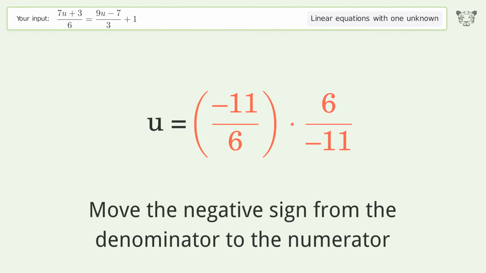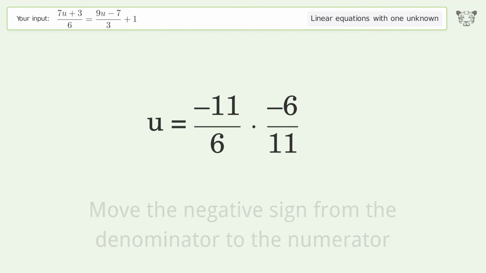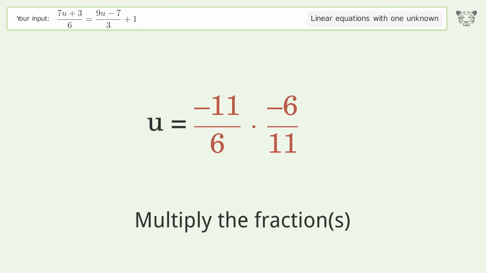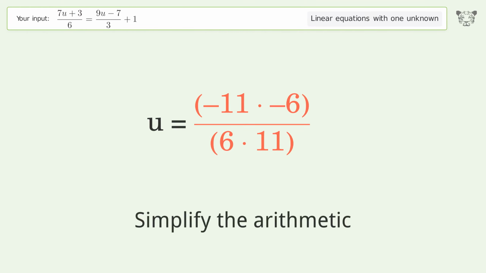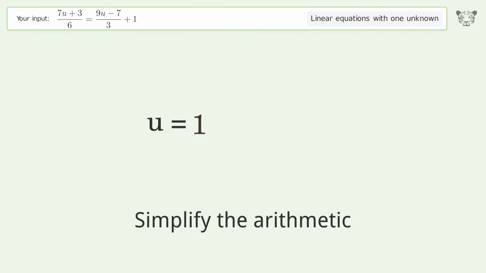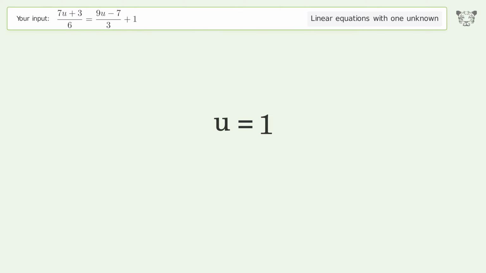Move the negative sign from the denominator to the numerator. Multiply the fractions. Simplify the arithmetic. And so the final result is u equals 1.